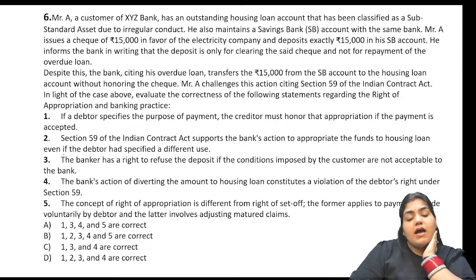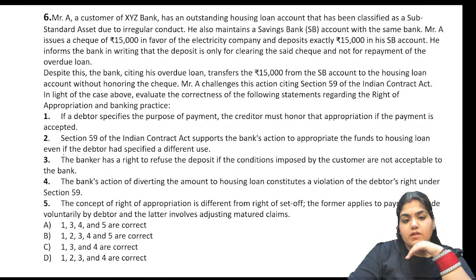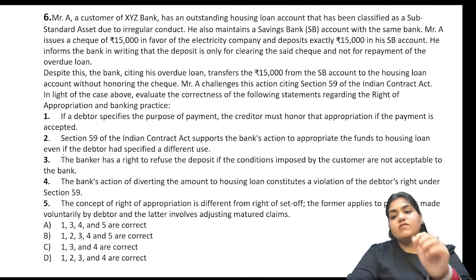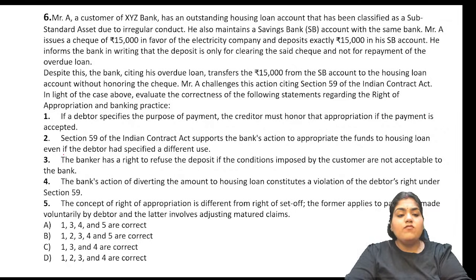Next, Mr. A, a customer of XYZ Bank, has an outstanding loan account that has been classified as a substandard asset due to irregular conduct. He also maintains a savings bank account with the same bank. Mr. A issues a check of 15,000 in favor of the electricity company and deposits exactly 15,000 in the savings bank account. He informs the bank in writing that the deposit is only for clearing the said check and not for the repayment of the overdue loan.